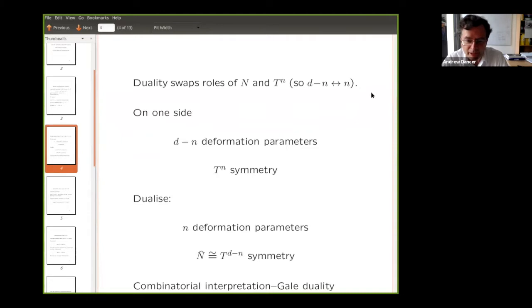On the one side, we have the d minus n deformation parameters in a Tn symmetry. When we dualize, of course, the roles of n and Tn have essentially been swapped. So we have n deformation parameters and d minus n symmetry parameters. That's an example of what I was saying, that under symplectic duality, the deformation parameters and the symmetry parameters get swapped. Well, you can actually push that much further.